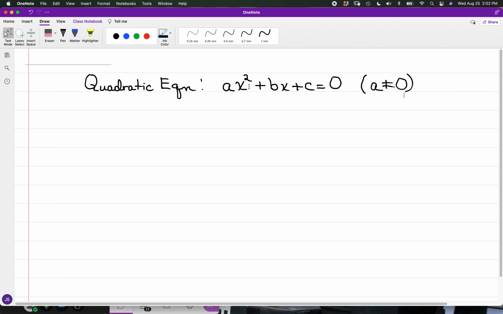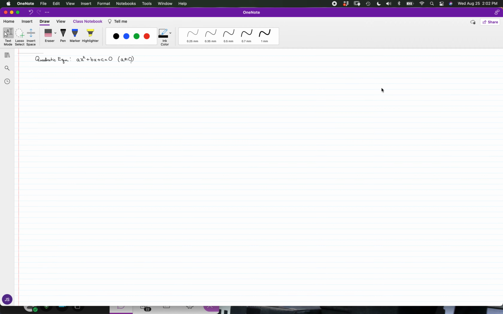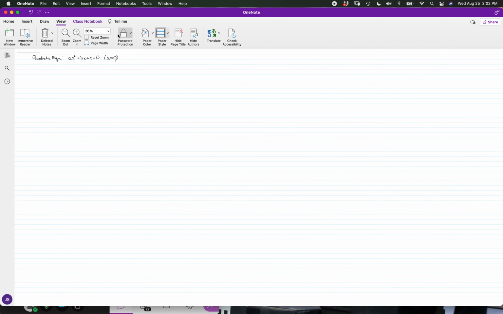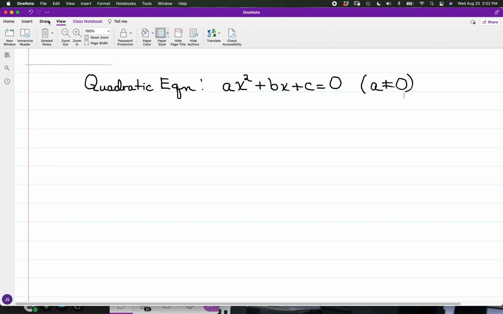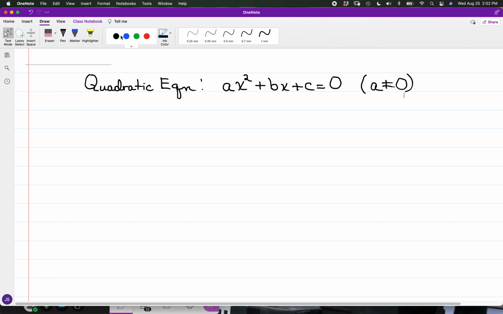Quadratic equation. We have the standard form of ax squared plus bx plus c is equal to 0, where a cannot be 0. And tied in from this, if I were to express what we have in terms of the variable x, we have the quadratic formula.